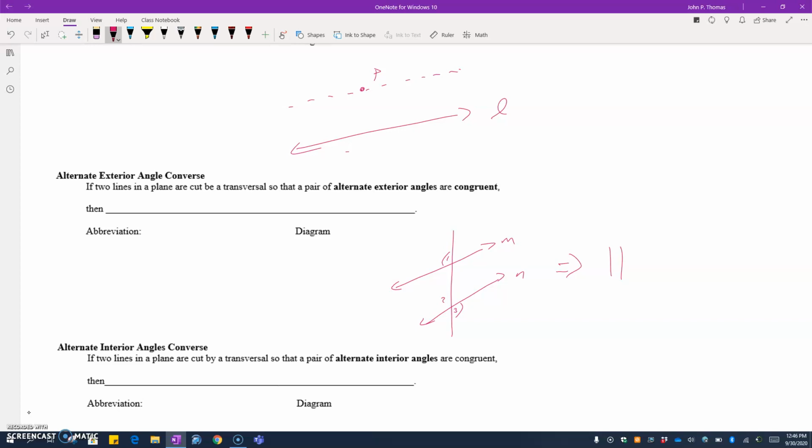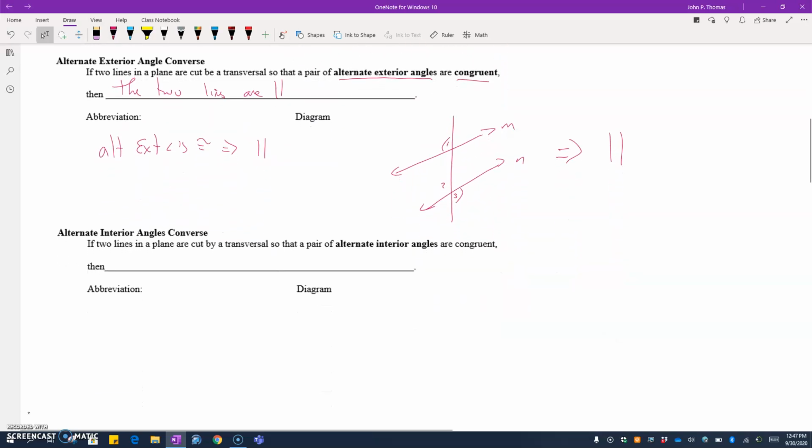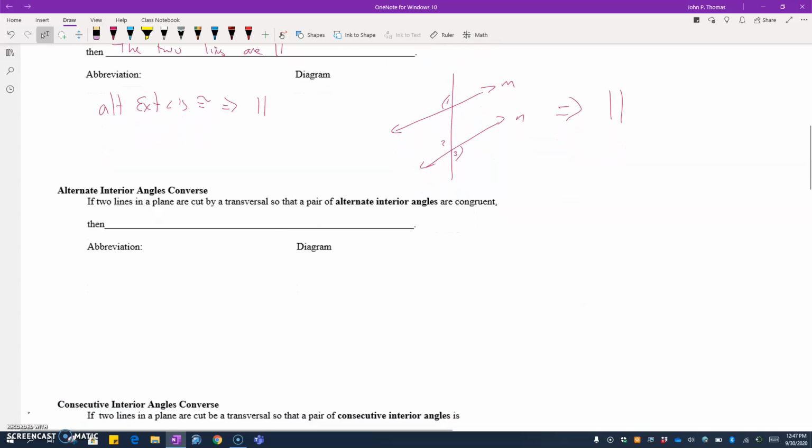Which means that if we have alternate exterior angles congruent, then the two lines are parallel. So our abbreviation: alternate exterior angles congruent implies parallel. That's just a reverse of a rule that we've been using a lot throughout the first few sections. So the next one says alternate interior angles.